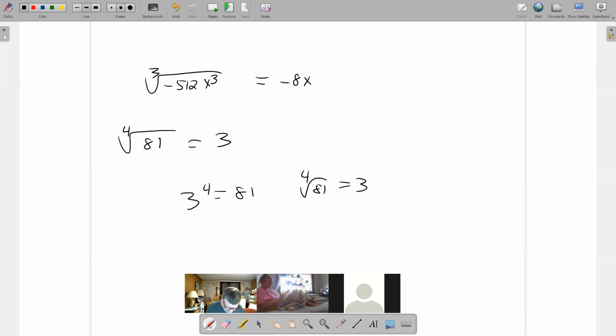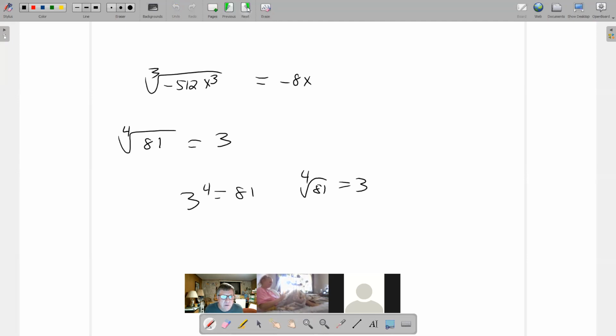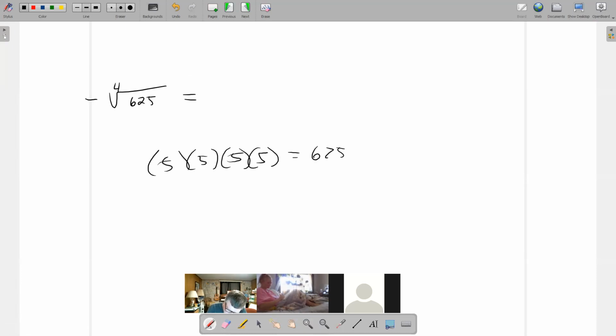All right. How about, let's see. We'll add some more pages here. And come back here. There we go. All right. Negative the fourth root of 625. Well, so we're going to do the radicand first. What times itself times itself times itself is 625? Well, it's going to be 5. Okay, I'll just tell you. But what about this negative sign here? It's going to travel over there. So our final answer is going to be negative.